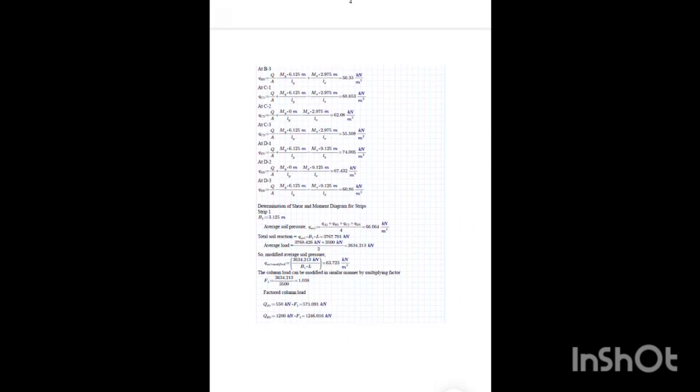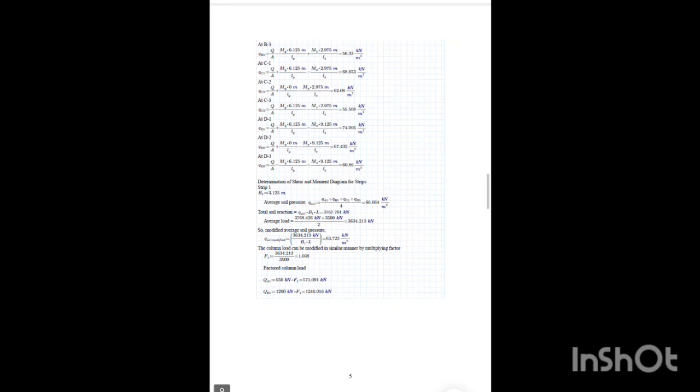The determination of shear and moment diagram for strip 1. Firstly, B1 is 3.125. The average soil pressure will get 66.064 kilonewton per meter square. The total soil reaction will be 3,767.701 kilonewton. The average load will get 3,634.213 kilonewton. So the modified average soil pressure will get 63.723 kilonewton per meter square.